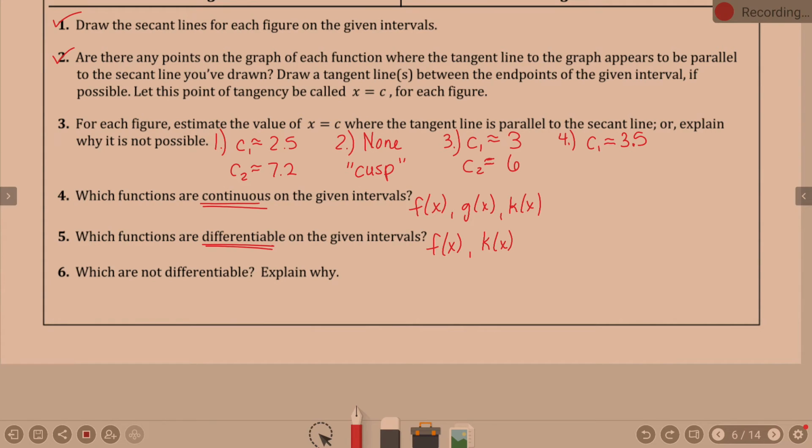Oh, I forgot what question 6 was. Which are not differentiable. Explain why. So g of x, why? Okay. So g of x has a cusp at x equals 5. What about h of x? Okay, it's not continuous at x equals 5. There is a jump discontinuity.